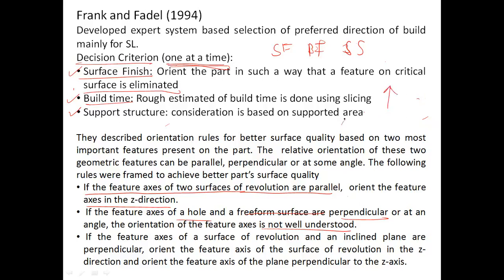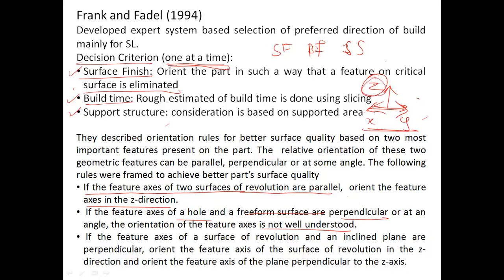Don't bother about the cross-sectional surface area. All the feature axes should move in the Z axis. And the orientation of the feature axis should be perpendicular to the Z axis. So there are some objects which need to be manufactured in this orientation, and some objects which need to be oriented across the XY plane, and some orientations which need to be across Z axis.